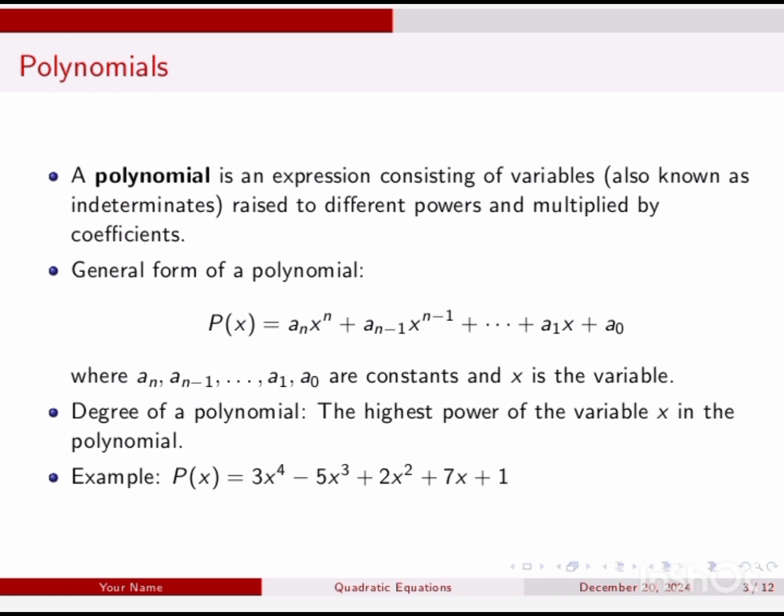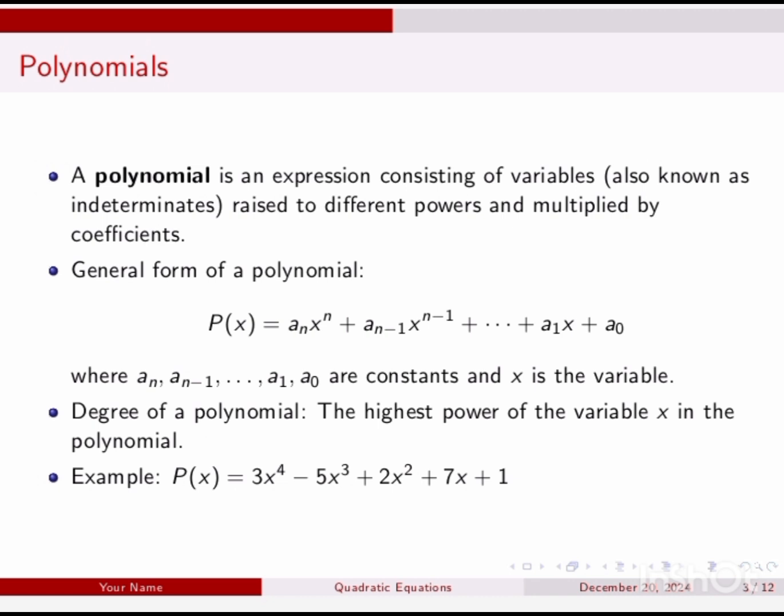It's a polynomial p of x which is equal to 3x^4 minus 5x^3 plus 2x^2 plus 7x plus 1. In this example, you can see that x has different powers. In the first term, 3x^4, the power of x is 4. In the second term, which is minus 5x^3, the power of x is 3.